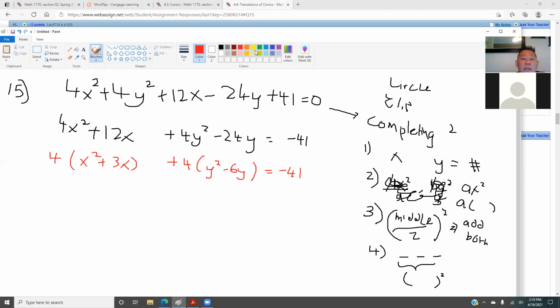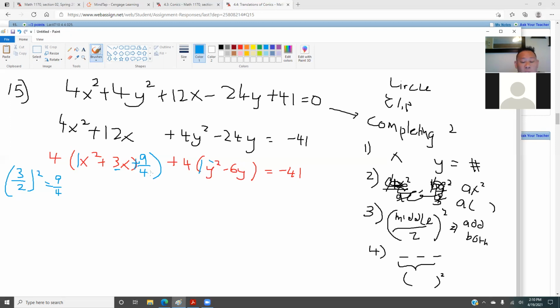And now the third step is you take the middle term, which is 3. You divide it by 2 and you square it. So this is what we mean by completing the square. Once your leading coefficient is 1 here, you can actually take the middle term, divide it by 2 and square it. So this is actually 9 over 4. So you need to add 9 over 4 here.